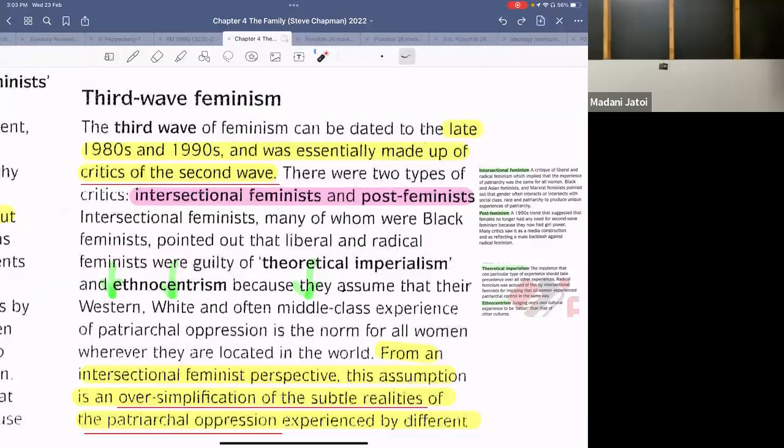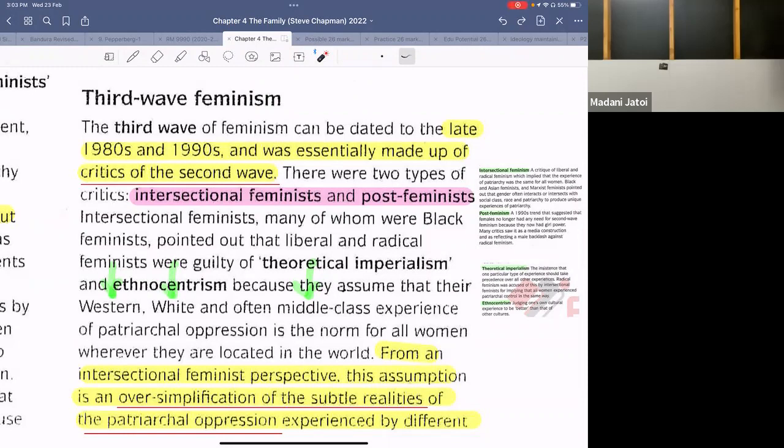In other words, we are talking about criticism at this point, a sort of criticism towards the second wave of feminism, right? So we divide this into two parts. Number one, we speak about intersectional feminism, also known as difference feminism. And number two, we talk about post-feminism, right?